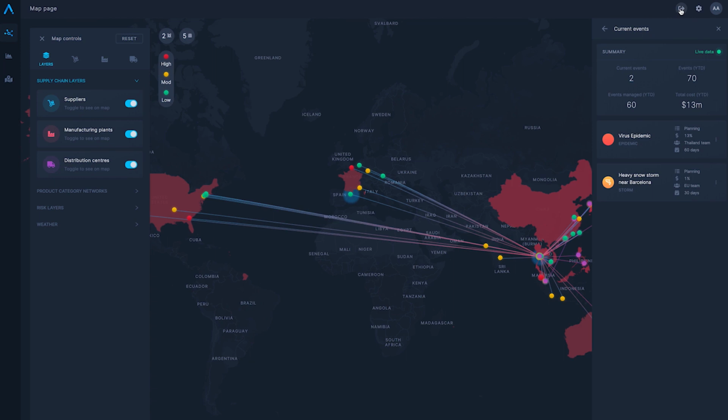As you can see, this is designed to be a powerful tool to help users respond rapidly to incidents like the coronavirus pandemic and even plan scenarios for forecasted events.